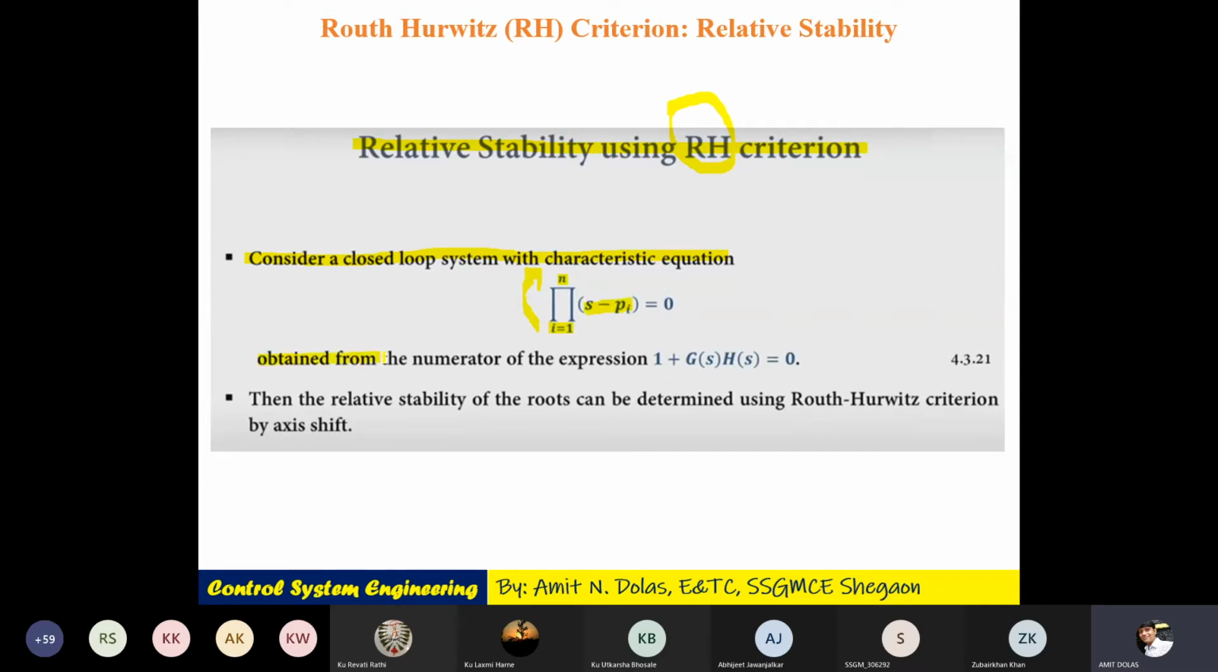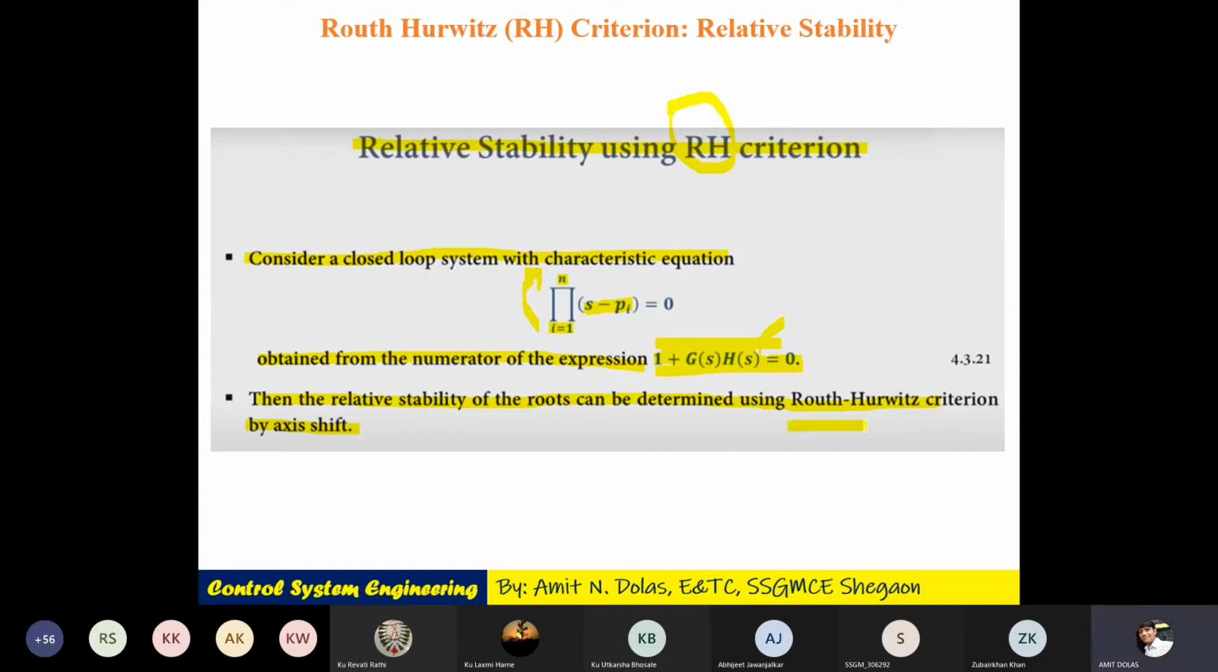Obtained from the numerator of the expression 1 plus G(s)H(s) is equal to 0. Of course, closed loop system: here 1 plus G(s)H(s) is visible, which means this is the closed loop equation. And this numerator is nothing but the characteristic equation. Then the relative stability of the roots can be determined using the Routh-Hurwitz criterion by axis shift.